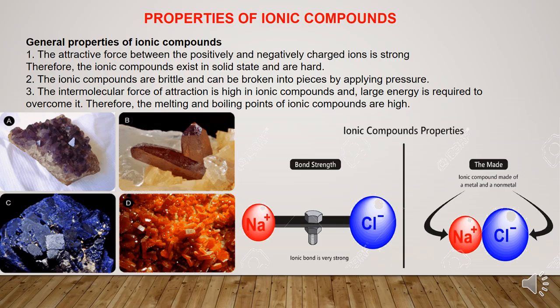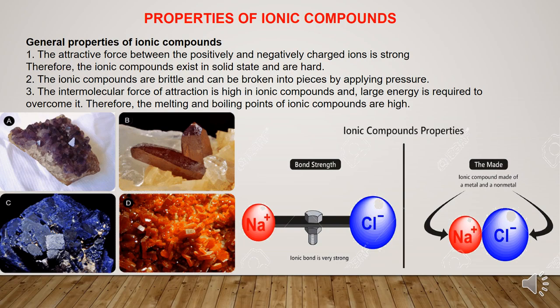Properties of ionic compounds. The general properties of ionic compounds are as follows. The attractive force between the positively and negatively charged ions is strong. Therefore, the ionic compounds exist in solid state and are hard. Here you can see crystals. They are in which state? They are in solid state, right? And the force of attraction between the positively and negatively charged ions is very strong, and that helps them to make a crystal which is solid in state.